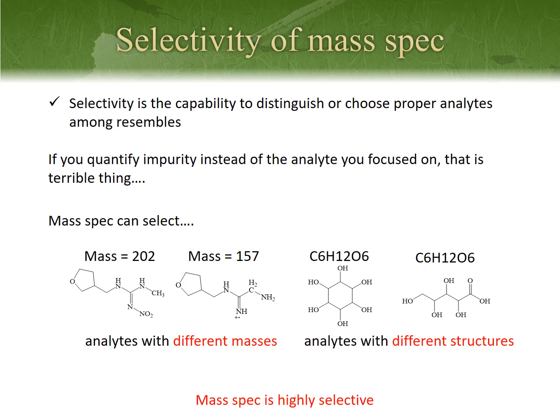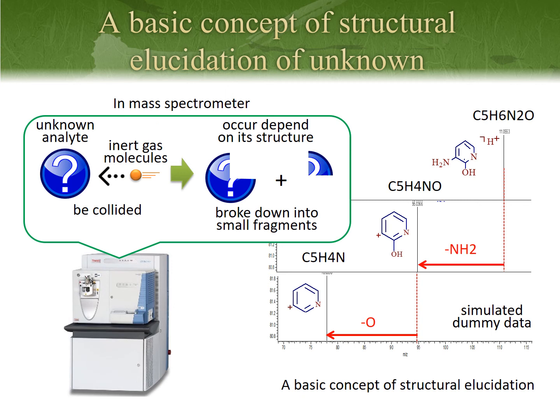The last reason is structural elucidating power. Structural elucidation capability is one of the most important features of mass spec. In mass spectrometer, we can make unknown analyte collide with inert gas molecules. By the collisions, the unknown analyte will break down into small fragments. Because fragmentation reactions must occur according to the structure of intact unknown molecule, the reactions imply the chemical structure of unknown.